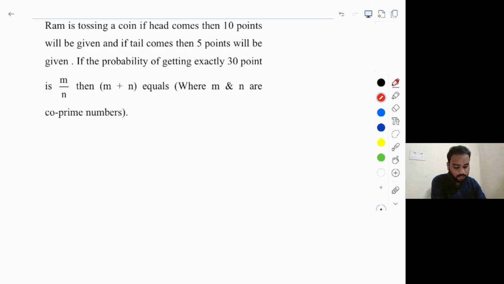Let's see the next question. Now, this is a question from probability, and this is also not a difficult one, just a proper idea, and writing down all the cases is important. Calculation is also not a lengthy one in this. So let's read the question.